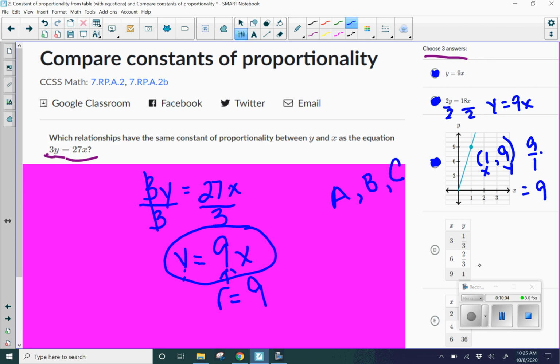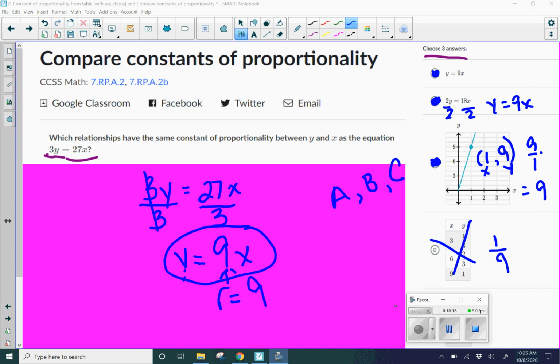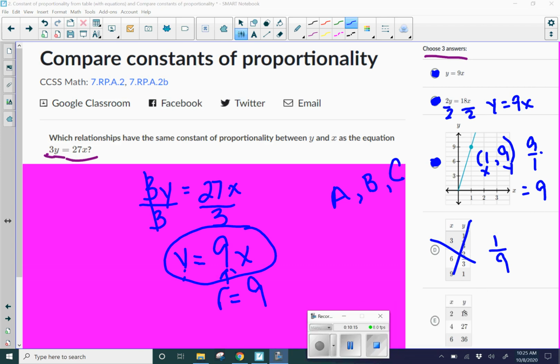Right away I can tell that my table is incorrect for D, because if I divide y by x down here at the bottom, skipping through the fractional ones, that gives me 1/9, not 9/1. And then here, yes, 18 divided by 2 is 9. However, 27 divided by 4 is not 9. So E would not work.